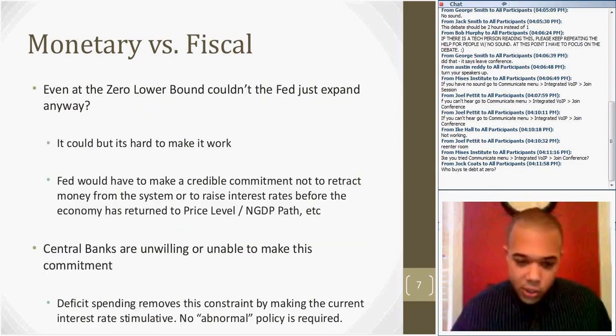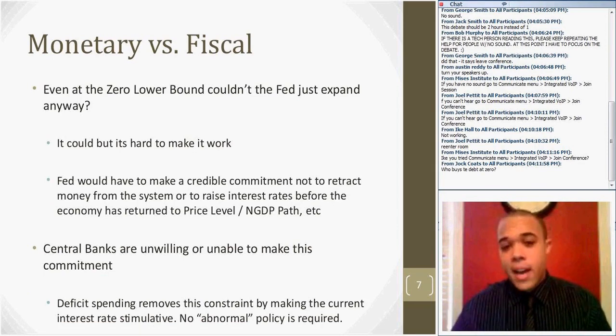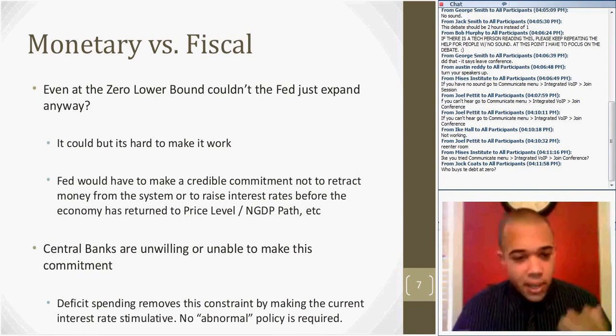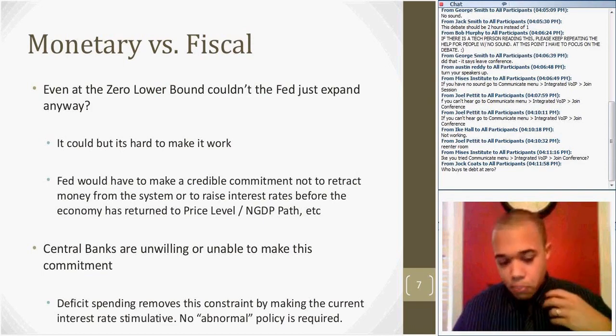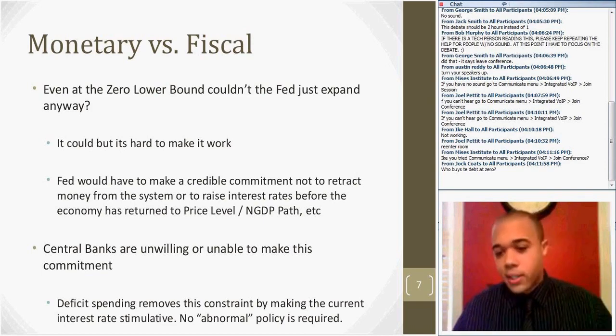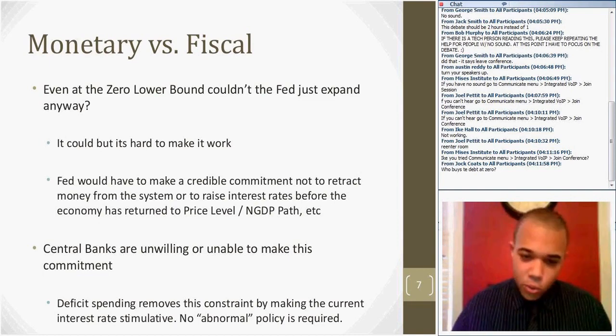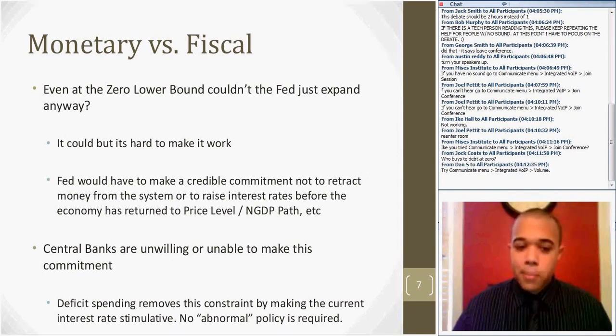Okay. So then there are a couple other questions that might come up. One of which is, even at the zero lower bound, couldn't the Fed just expand anyway? And this is something that I think is a big debate among New Keynesians. Can't you just print more money anyway? Can't you just do quantitative easing and that will get you out of it? I think the theory says that you could, but that it's hard to make it work. And in practice, it doesn't look like people have been able to make it work. And there are a couple of reasons why.